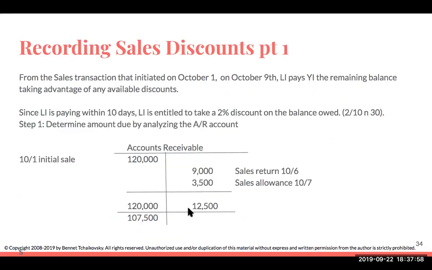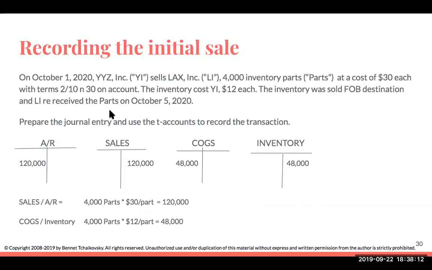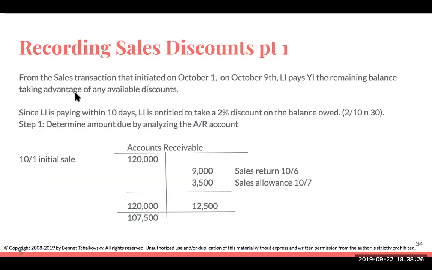Okay. And so lastly, from the sales transaction on October 1st, on October 9th, LI is paying us the remaining balance. Yeah, we're getting paid early. So since they're paying within 10 days, and it's really important to remember, right? This 2/10 net 30 means that if they pay within 10 days of October 1st, right, then what's going to happen is that they're going to be eligible to take that discount, okay?